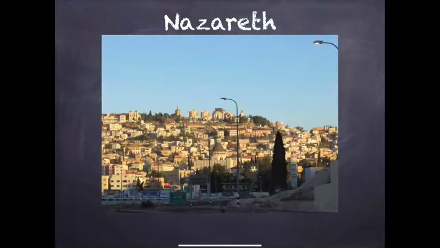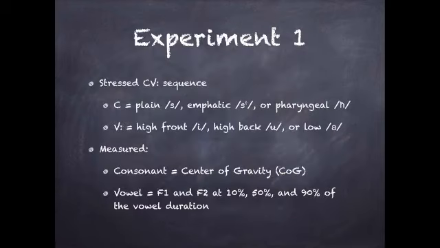I conducted my dissertation research in Nazareth, Israel during the summer of 2018. I worked with 35 native Arabic speakers, and it is important to note that Arabic is the primary language that's spoken in Nazareth. In my first experiment, I looked at stressed consonant-long vowel sequences in real words in Palestinian Arabic. The consonant was plain S, emphatic S, or pharyngeal H. The vowels were high front E, high back U, or low A. Within each of those categories, I measured the center of gravity of the consonant, which is traditionally how we measure fricatives. And for the vowel, I measured F1 and F2 at 10%, 50%, and 90% of the vowel duration.